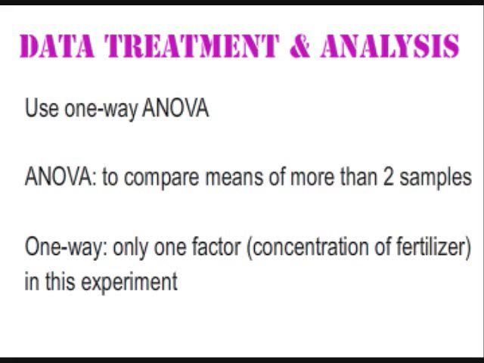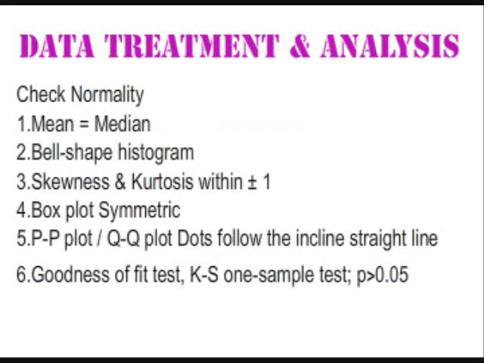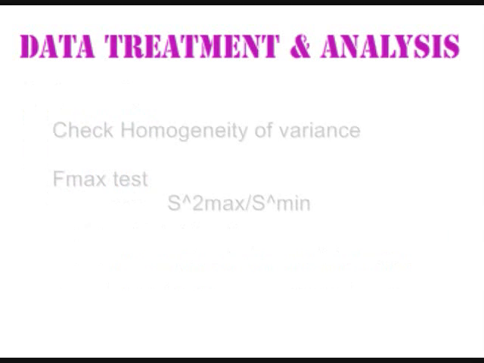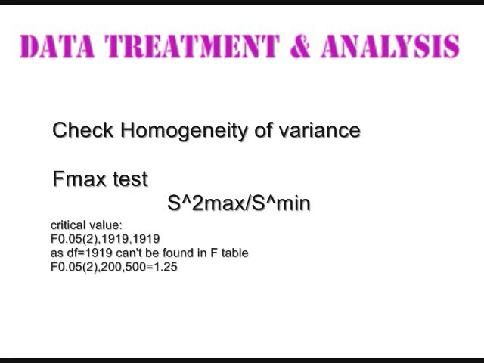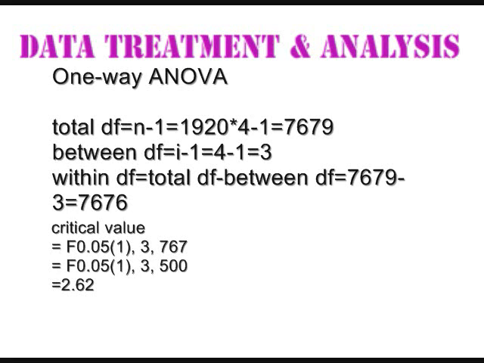To test the hypotheses, we use one-way ANOVA, as we are comparing the means of more than 2 samples, and there is only one factor, which is the treatment of fertilizer. Before performing one-way ANOVA, we need to check the normality and homogeneity of variances of the samples. To check the normality, these 6 steps are used. To check the homogeneity of variances, we use Fmax test. In this case, we assume that the data pass these 2 criteria and proceed to one-way ANOVA. Otherwise, the non-parametric Kruskal-Wallis test should be used.